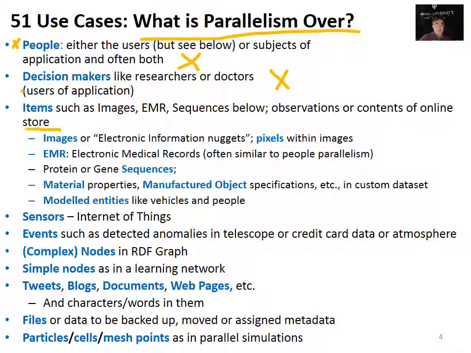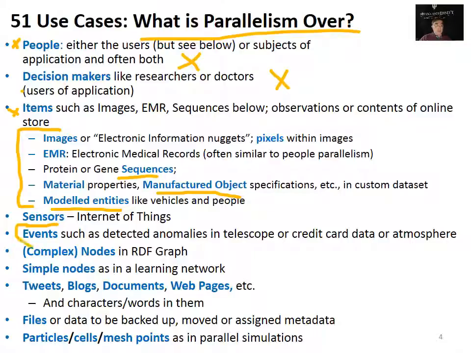Then on a huge number, essentially they're studying things like images, electronic medical records, gene sequences, material properties, specification of manufactured objects, and also modeled entities like vehicles and people in grand-scale simulations. These items are actually parallelized in several different applications. The Internet of Things is this marvel of application with some 20 to 50 billion objects by 2020. There you have a whole bunch of sensors, and you're doing parallelism over the sensor, because each sensor can send its data to the cloud independently.